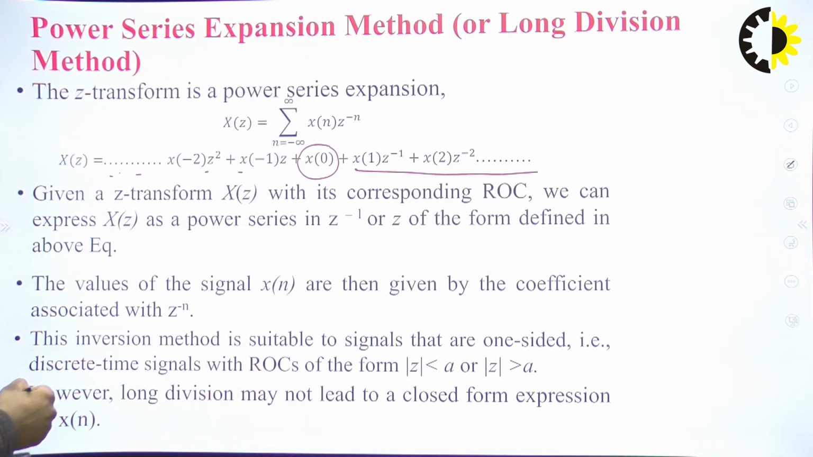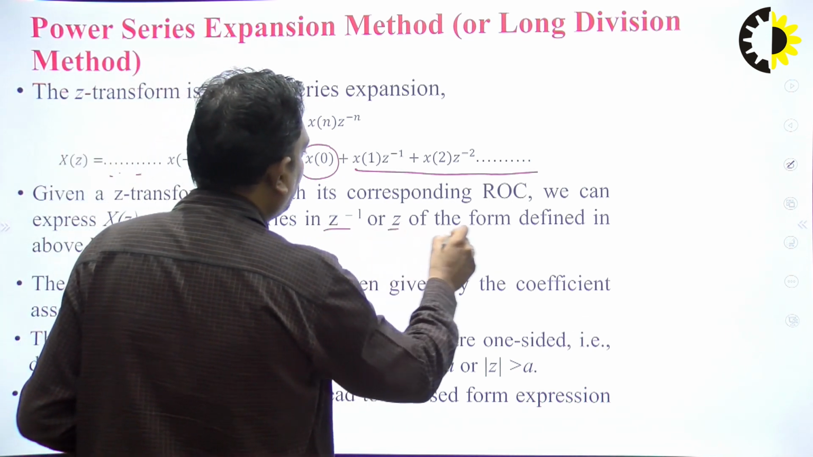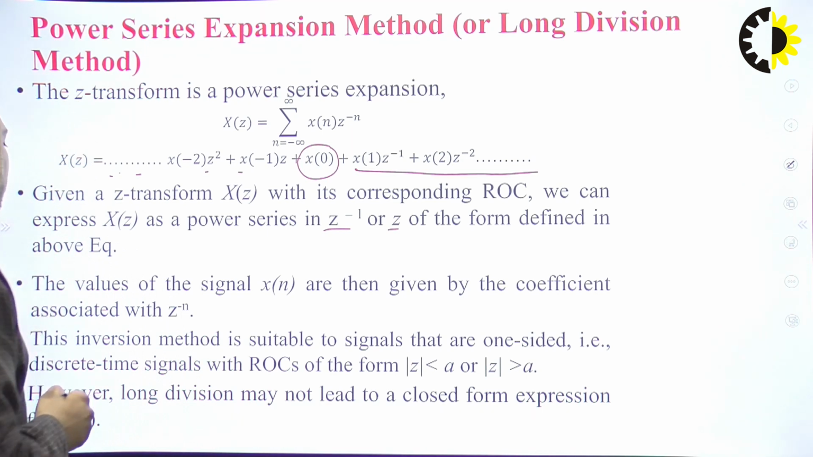Okay. So given a Z transform X(z) with its corresponding ROC, we can express X(z) as a power series in z to the power minus 1 or z, of the form defined in the above equation. The values of the signal x[n] are then given by the coefficient associated with z to the power minus n.